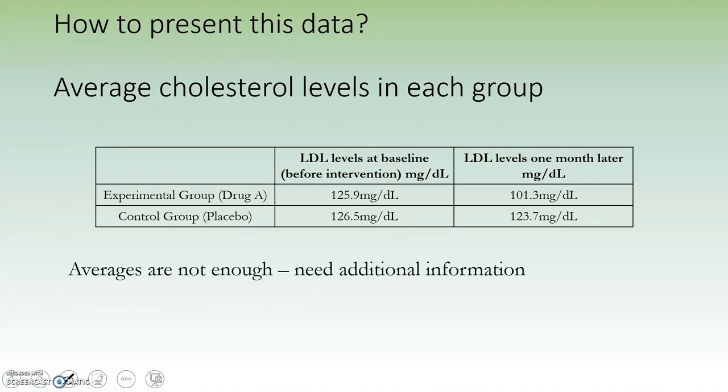The way you would present your results could look something like this: a table where we are reporting the average cholesterol level, LDL level, for each group at baseline, and again 1 month later. We can see that the experimental group does indeed have a lower average cholesterol level. However, if we're going to report this in a scientific publication, reporting the average alone wouldn't be enough. We would need to include additional information.